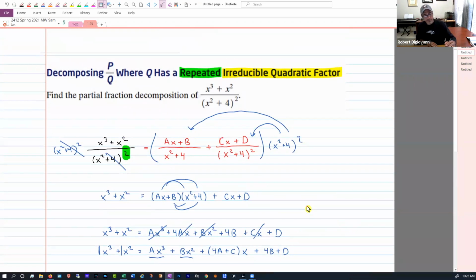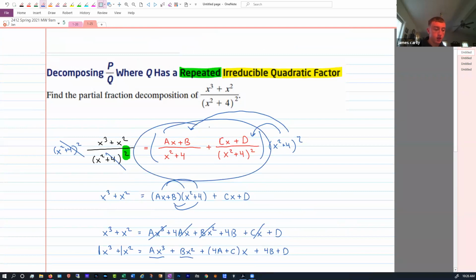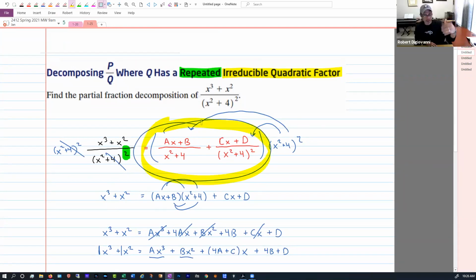So now I come back over here and I'm ready to rewrite this with a, b, c, and d replaced. So this should be equal to, let's see, a was 1, so x plus b was 1 over x squared plus 4. And then plus, now c was negative 4 and d was negative 4, over the x squared plus 4, but this time squared. And there's your partial fraction decomposition.